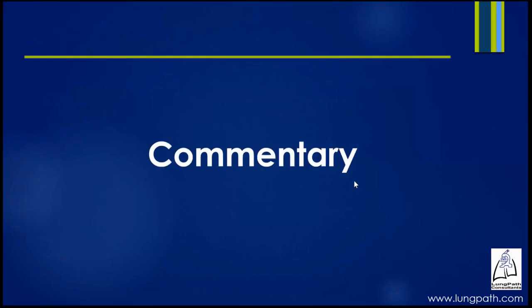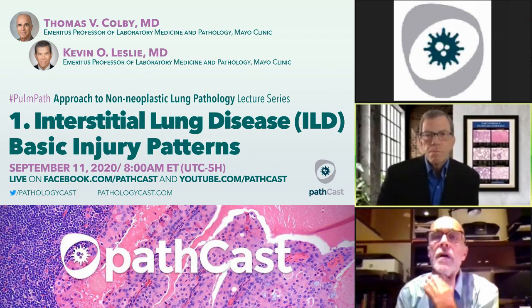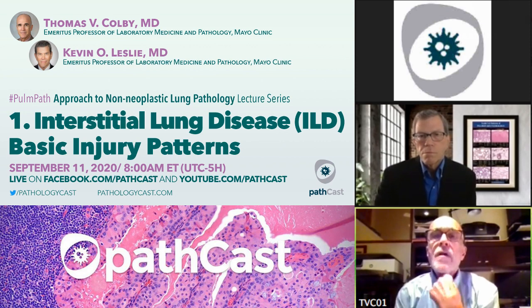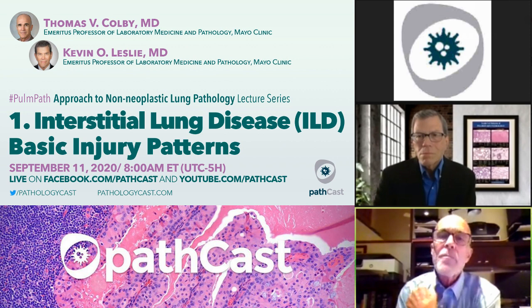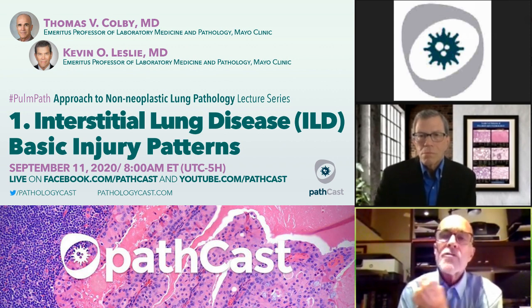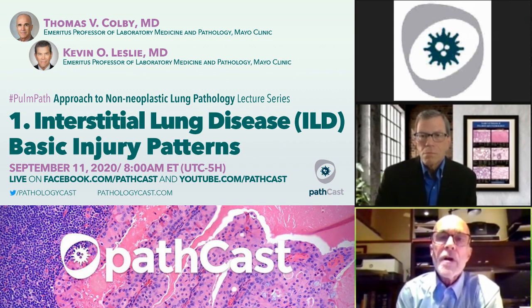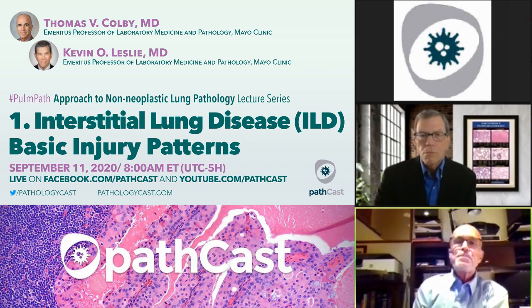Tom, any comments about UIP mechanisms of fibrosis? None other than, again, it's the low power appearance of the tissue that gives you the best clue as to whether the architecture of the lung has been destroyed. Great.